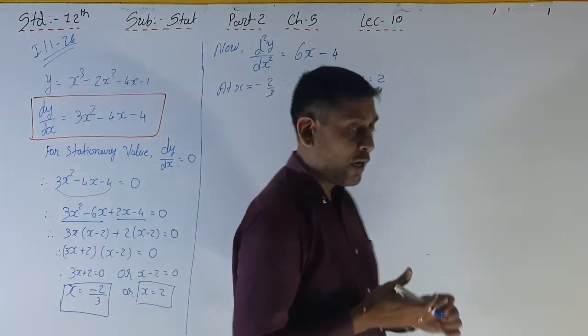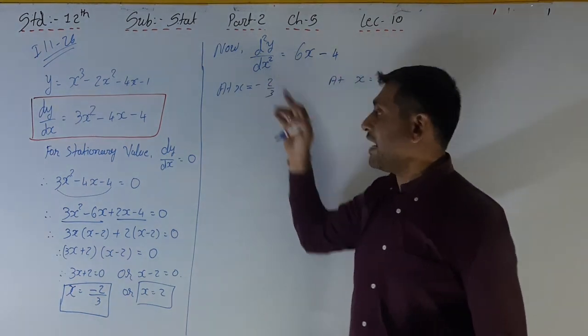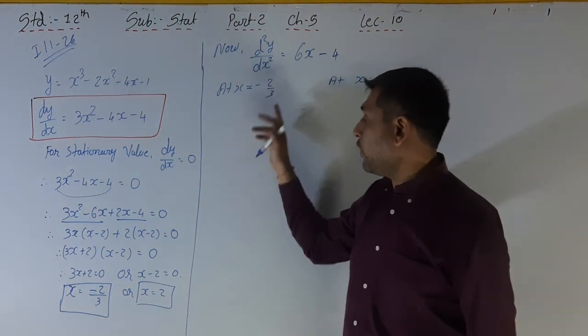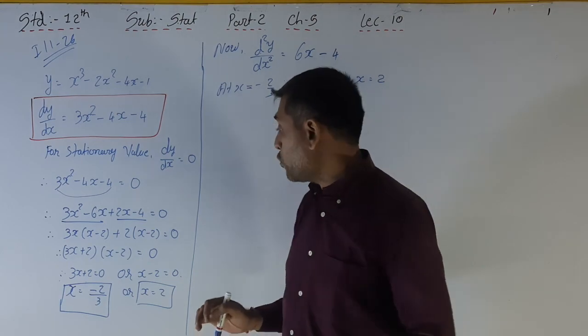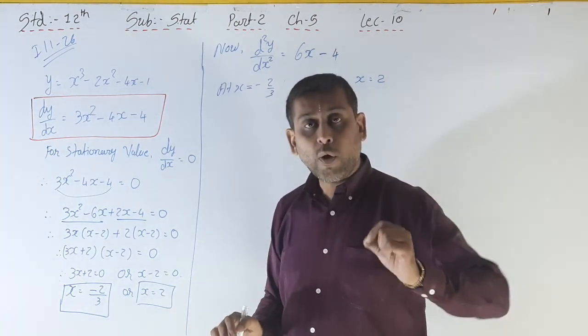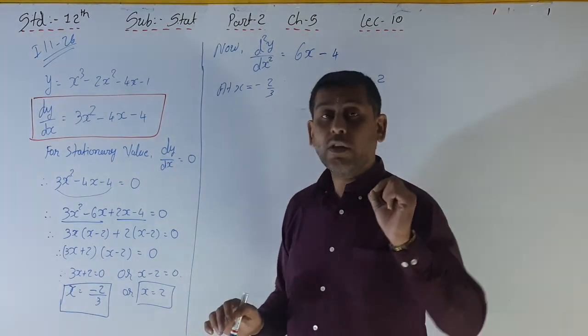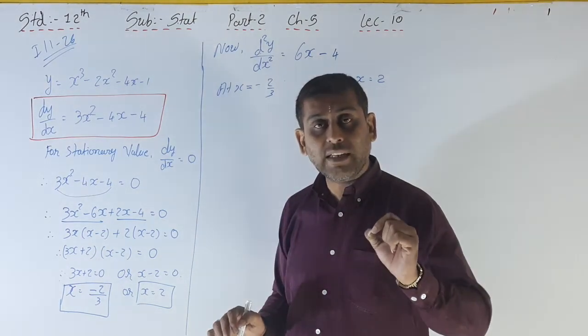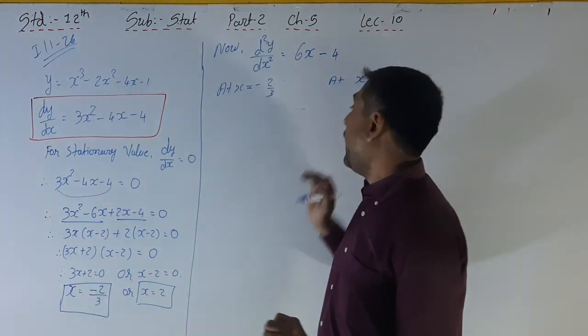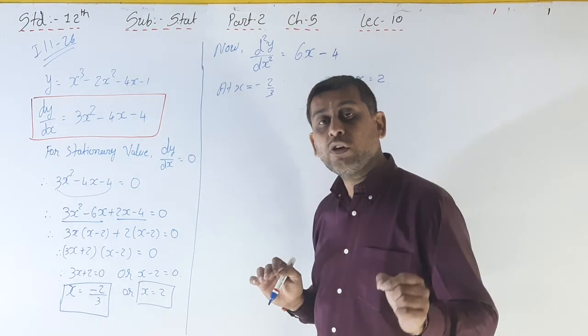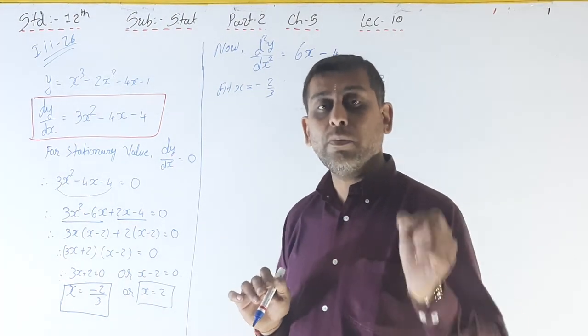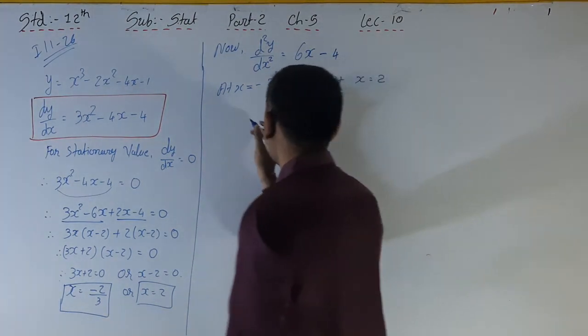So we have to put the two values into the second derivative, that is, at x equal to minus 2 by 3. What is the value? At which point is the function maximum or minimum, at x equal to minus 2 by 3 or at x equal to 2? We have to find that out.